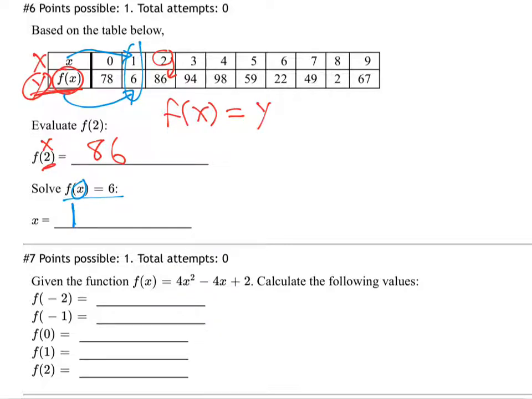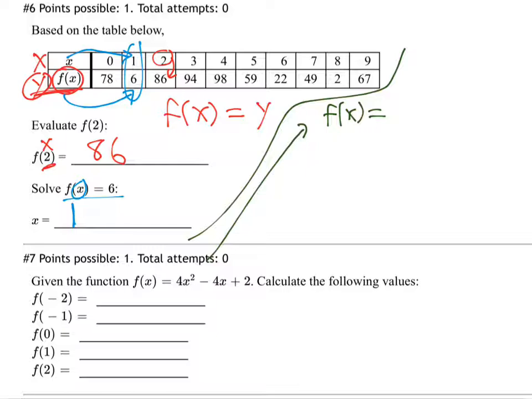They want us to actually plug into a function. Have you done this kind of thing before? Let me bring it up here. So we have f of x equals 4x squared minus 4x plus 2. And they want us to figure out f of negative 2.